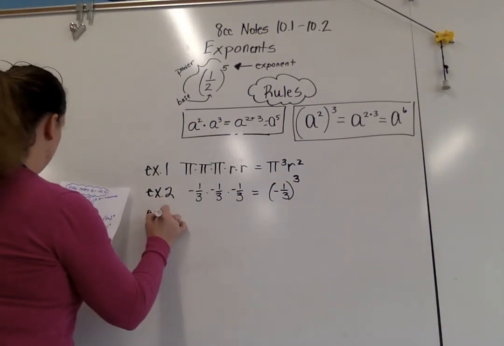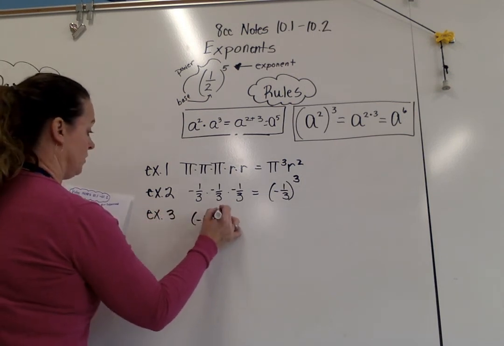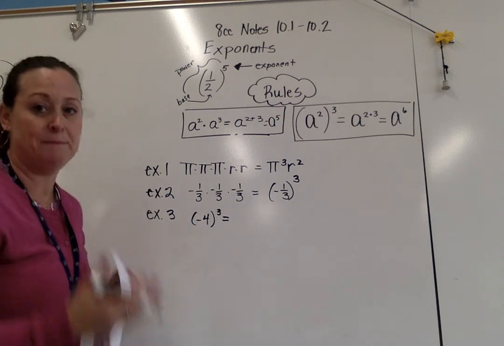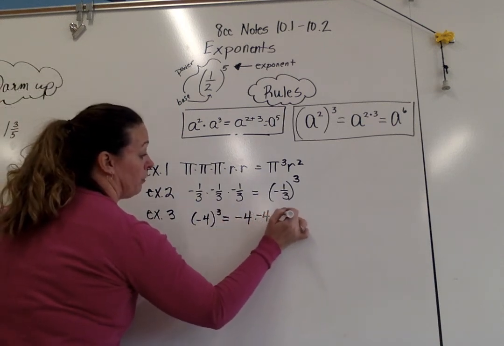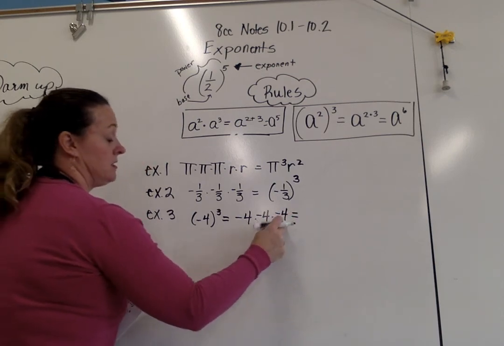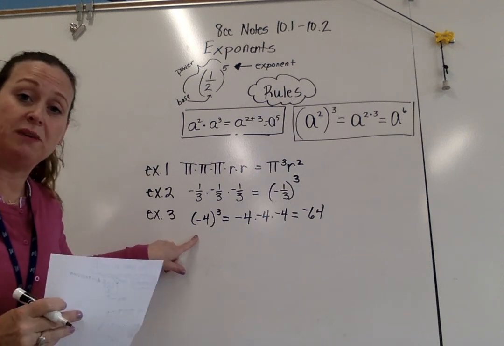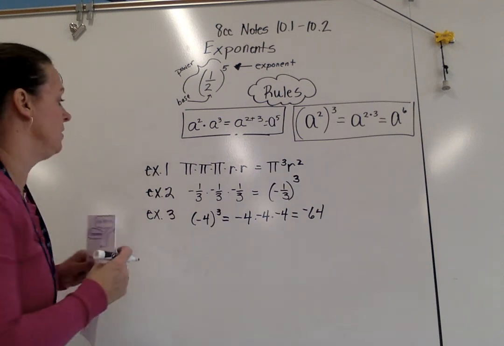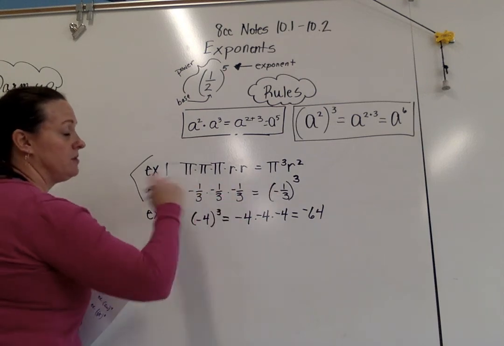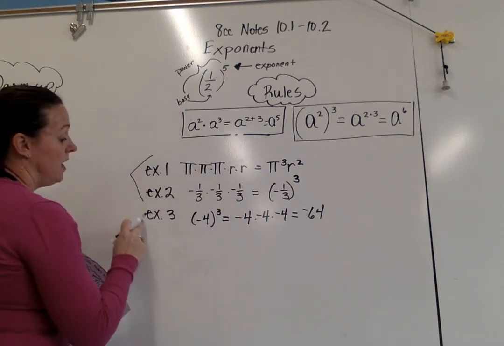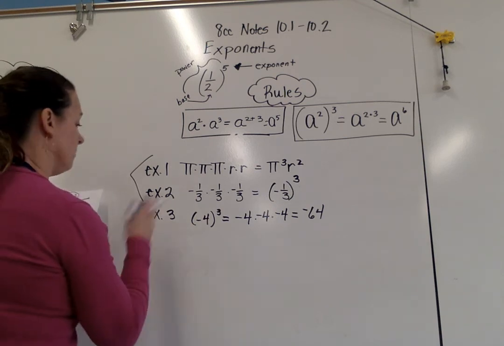All right. For example 3, if I have negative 4 to the 3rd power, what does that mean? That means that I have negative 4 three times. 16 times negative 4 is negative 64. So this direction would be evaluate the expression. These first two examples are writing the expression, simplifying it using exponents, and this example is evaluate the power.